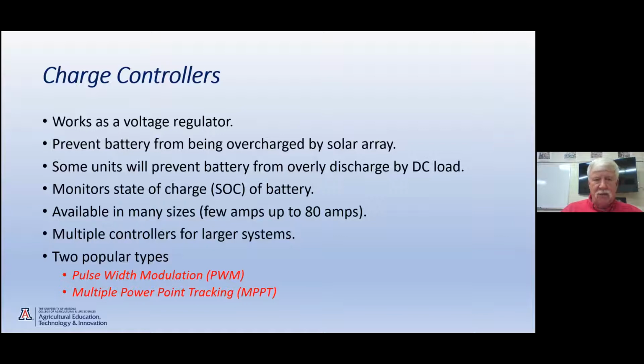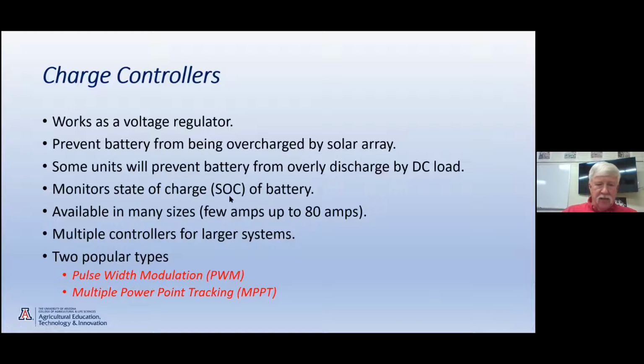So I'm going to talk a little bit about charge controllers. Again, they work as voltage regulators. They prevent the battery from being overcharged by the solar array. So that's their primary purpose. Some units will prevent the battery from being overly discharged by the load. Some of these charge controllers have that as an option, and that might be something you want to look for if you're trying to set up a small system. If you can look for that low voltage disconnect option on a charge controller, it'll save you on your battery.